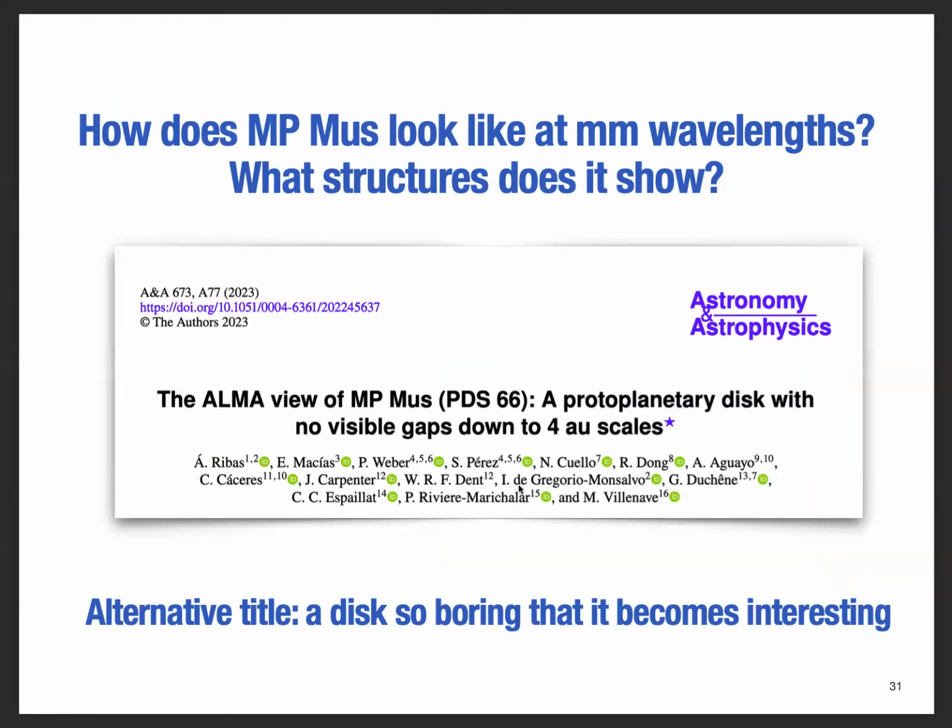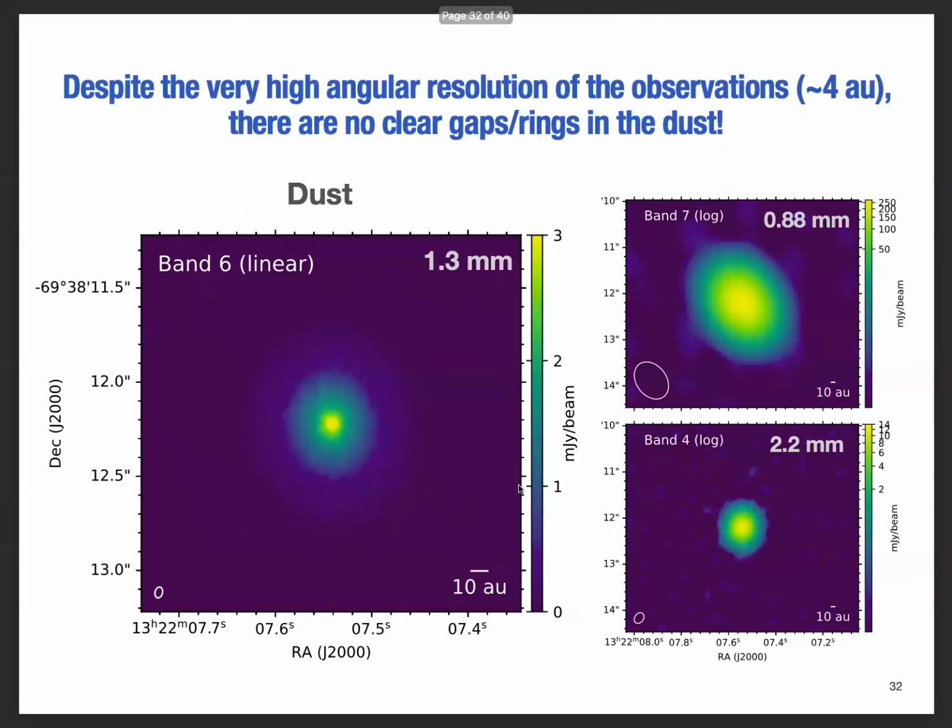Because we did not find any structure at all. These are 3 continuum images at different wavelengths from ALMA. The ones to the right don't have as good angular resolution as this one. This image has a resolution of, I think, around 4 AU, so it's really high angular resolution. And yeah, you can see that you have the central emission, and it looks like there's a break in the emission here and then a halo, but there are no gaps, no rings, nothing. This was really surprising.